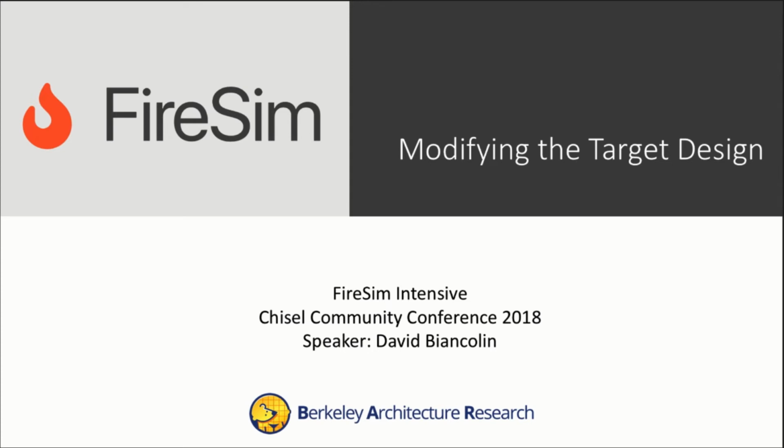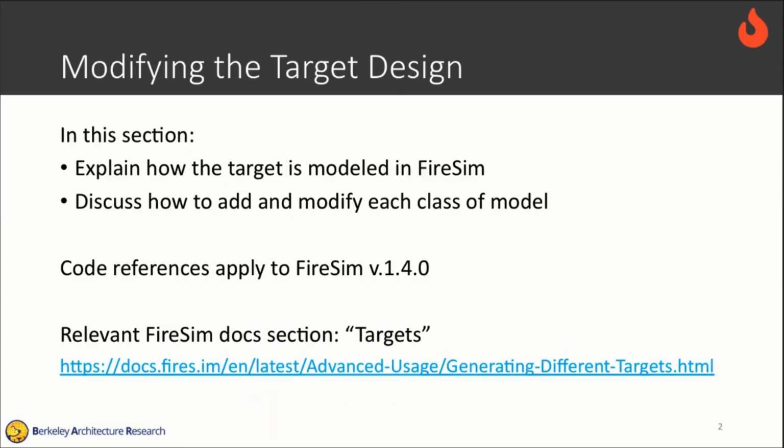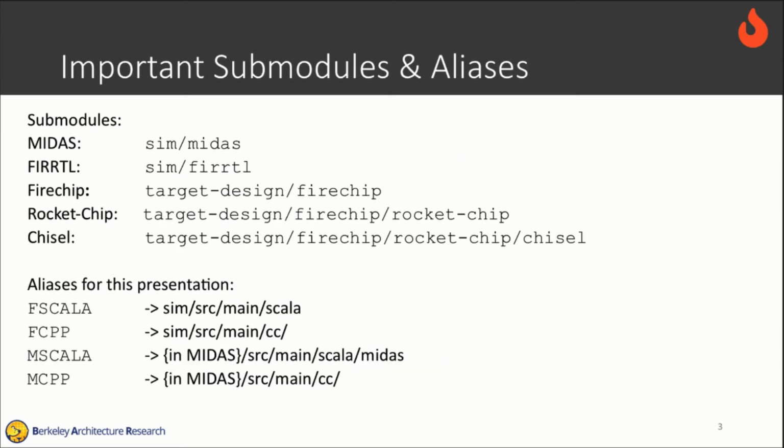All right, so we're running pretty late, given that we started late. So I'm going to quickly try and cover how you can modify the target design. And by target design, I mean that graph that I was talking about yesterday. This is going to be really fast, so feel free to email me or ask a question on the Google Groups after. All the code references I'm making apply to FireSim version 1.4.0, which we released yesterday, on master. There's a relevant docs section called Targets right here, where most of this stuff is covered.